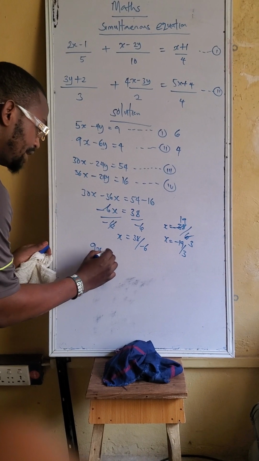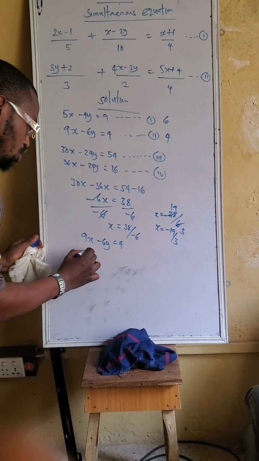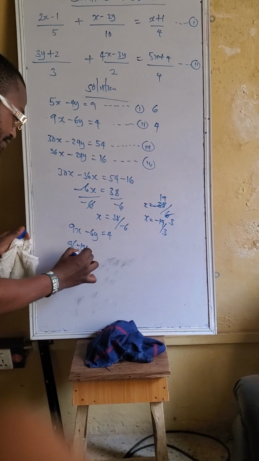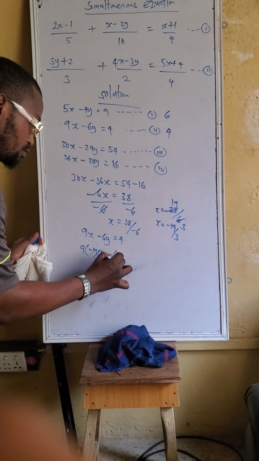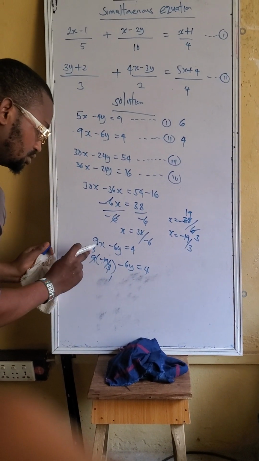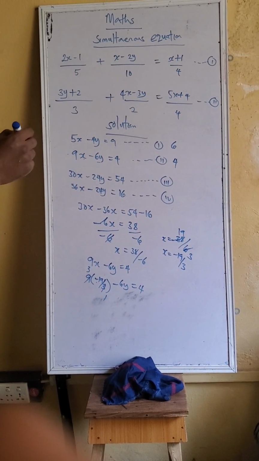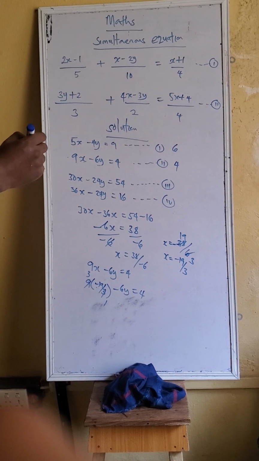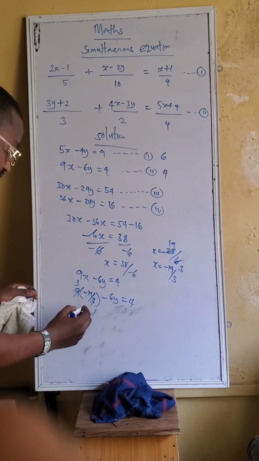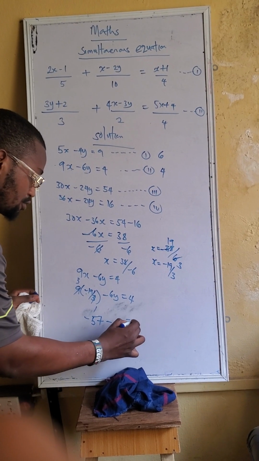9x minus 6y equals 4. Impute x, it becomes 9, open bracket, minus 19 divided by 3, minus 6y equals 4. Now this is 3 here, 1, 3 here, 3. So 19 times 3 is going to give you what? 57. Minus 57 minus 6y equals 4.